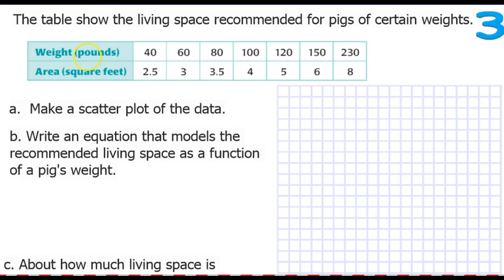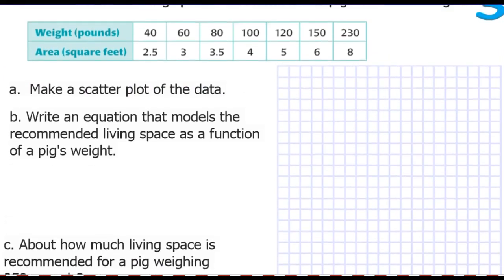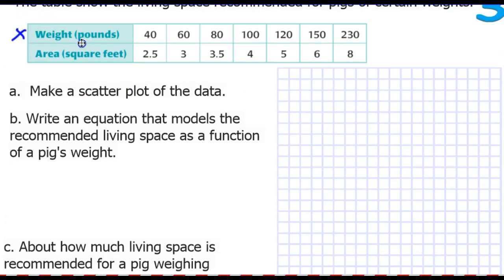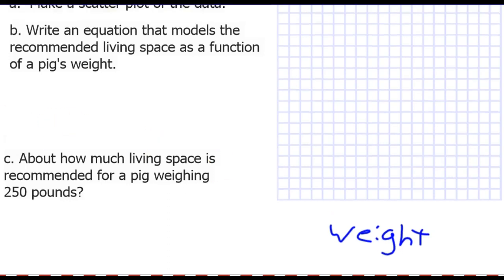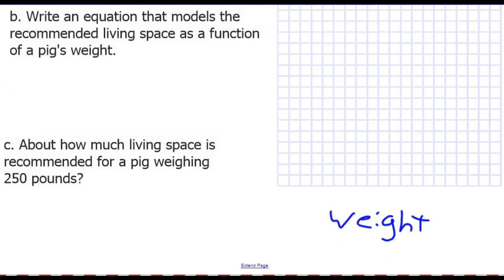So, alright, this problem says the table shows the living space recommended for pigs of certain weights. So the first part of this is to make a scatter plot of the data. So we have X is our weight in pounds and Y is our area. So if we go down to our weight, this goes up from 40 to 230. So I think I'm just going to go up by 40s every 2.